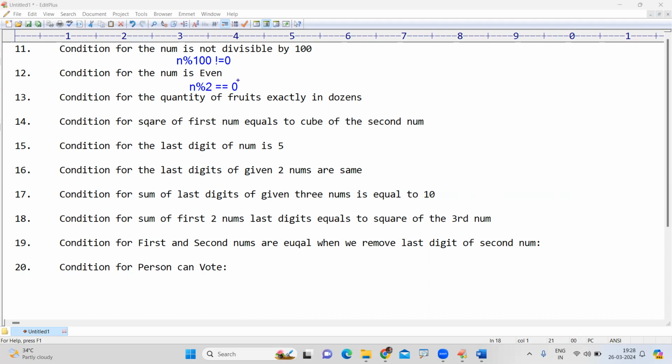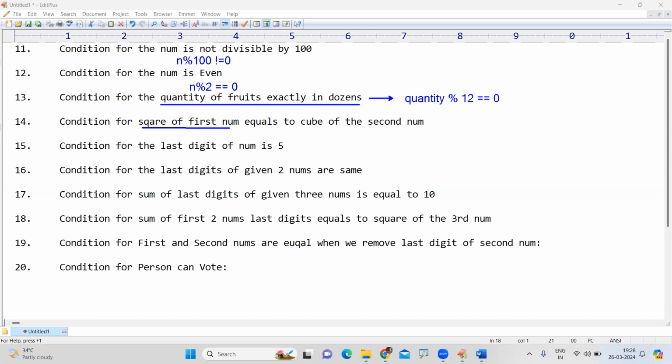Sir, how can you say that the quantity of fruits is exactly in dozens? Exactly in dozens means what? It should be divisible with 12. Quantity of fruits is divisible with 12.